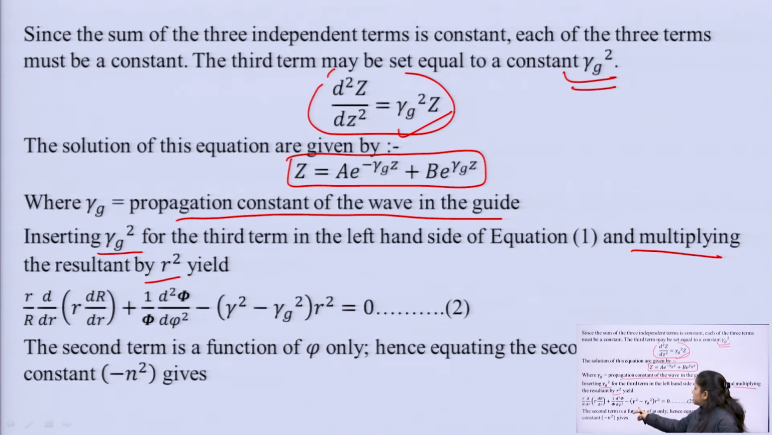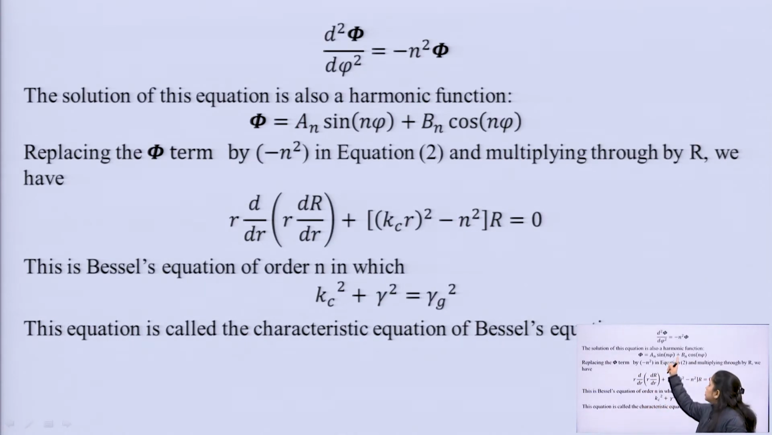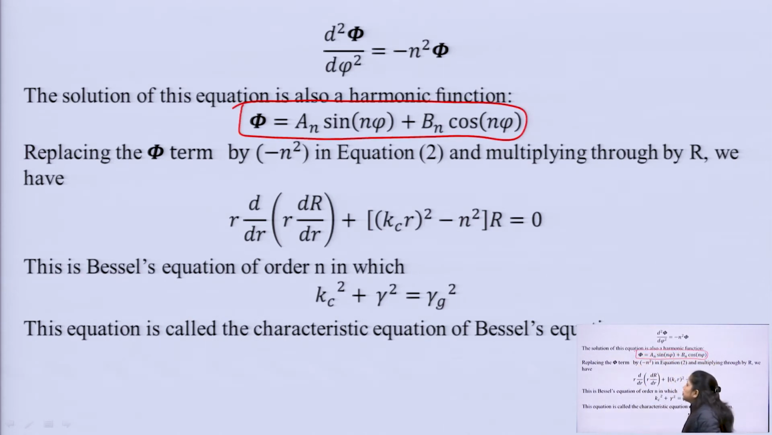Since we have taken gamma square first, there is the minus here, and when we expand it, this will be gamma g plus square. Now this second term is a function of phi only, hence equating the second term to a constant equal to minus n square gives d square phi d phi square minus n square phi, and the solution of this is a harmonic function. So the solution will be in terms of harmonic functions, and we will have phi equal to a subscript n sin n phi plus b subscript n cos n phi.